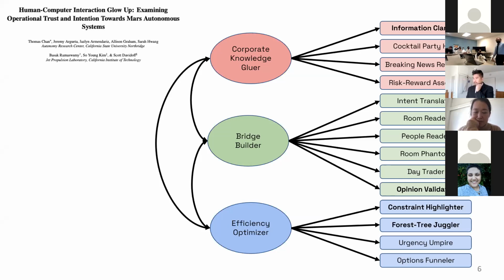Through a bunch of interviews that we did with the Mars 2020 JPL personnel, we found 3 overall themes throughout the interviews. The 3 overall themes are corporate knowledge gluer, bridge builder, and efficiency optimizer. And then we also found 14 what we call operationalized functions, starting from information clarifier all the way down to ops function.